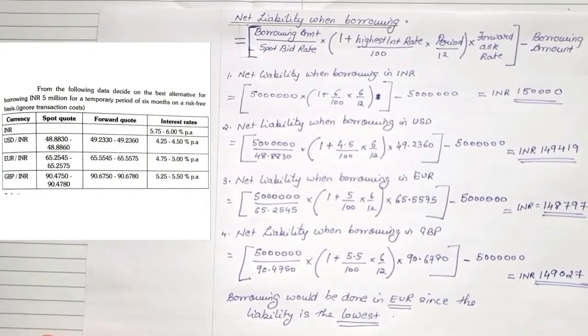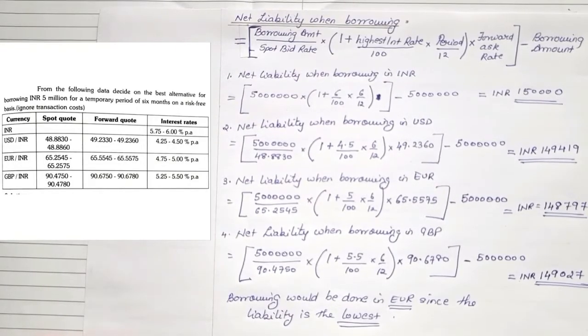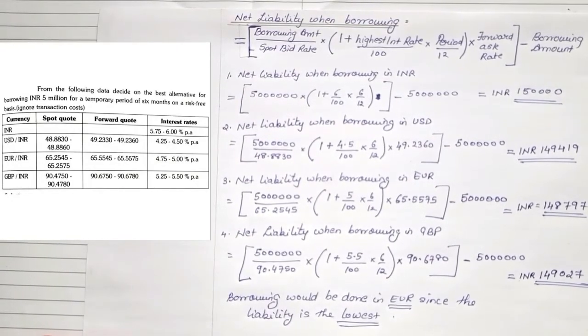Okay, so this is how you have to solve the sum when they ask you about a borrowing decision under covered interest parity sums. These are the two types of sums which can come, where they give you different alternatives and ask which is the best alternative to borrow.